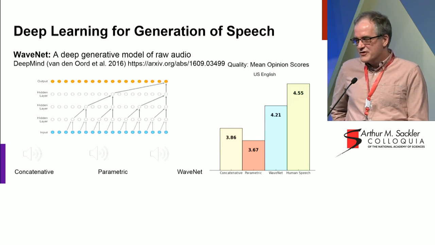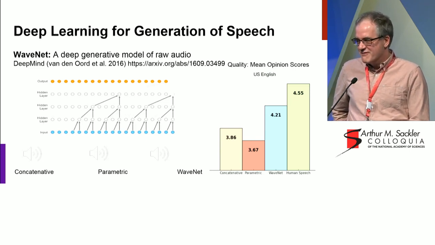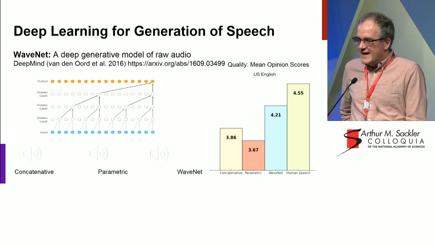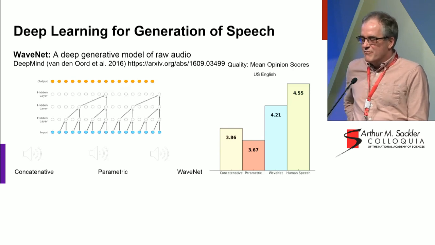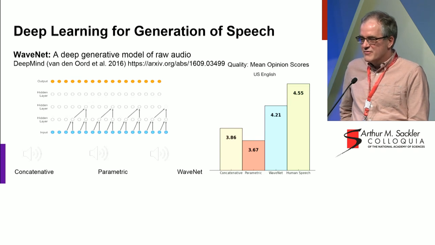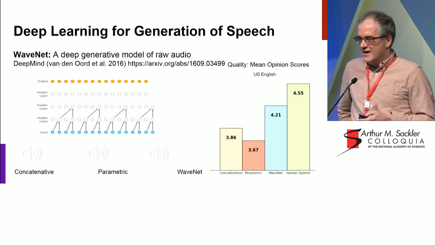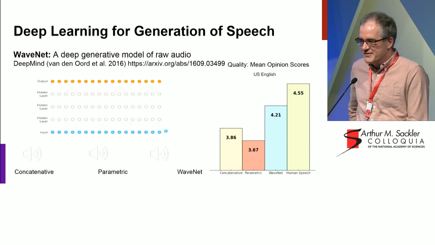So people had tried to make parametric models of speech recognition, but they just didn't perform as well. But more recently, again, using deep generative models, which are frame by frame producing the audio, the WaveNet model from DeepMind really produces extremely natural sounding speech, better than either of the preceding types of models.